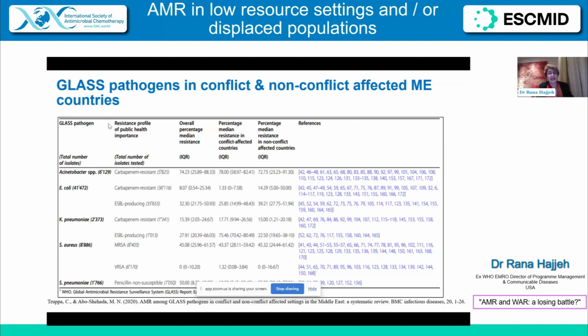This is probably the most complete on GLASS data, in particular looking at various countries in the region, whether conflict or non-conflict affected, and the rates vary, but they're still quite consistent, as you see. For example, in conflict countries for Acinetobacter, it's 78% versus only 72% in non-conflict countries. So it's still quite consistent with the studies that were previously presented.